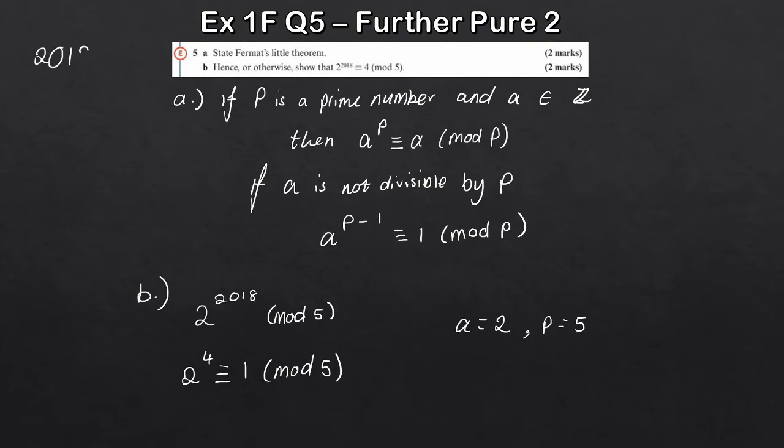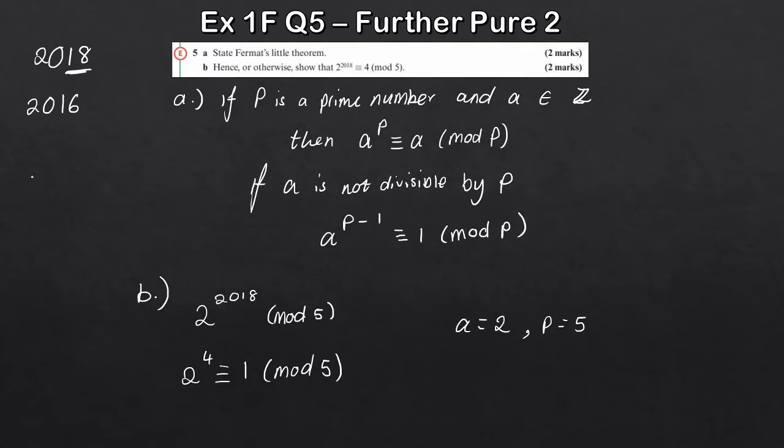Well, think about your divisibility rules for 4 here. For this to be divisible by 4, the last 2 digits have to be divisible by 4. Well, 18 is not divisible by 4, so we can't use this. So the closest one to 18 that would be divisible by 4 would be 16. So the number would be 2016.